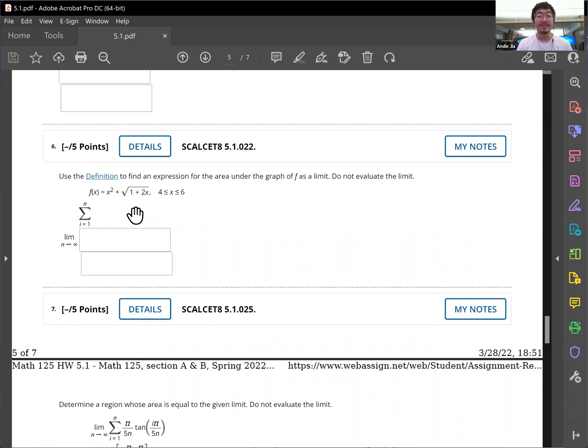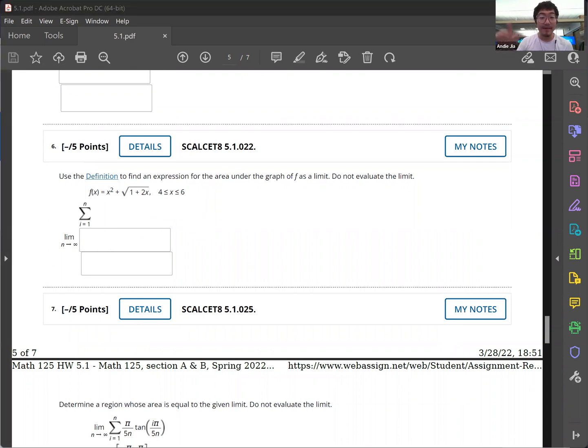I want to reiterate that the xi is going to be a plus i times delta x. So if you find the delta x, then just multiply, and this is your xi. And the Riemann sum notation is going to be the limit as n approaches infinity of the sigma from i equals 1 to n of f(xi) times delta x. So there are two different parts. The f(xi) is your function part, and the delta x is the width.